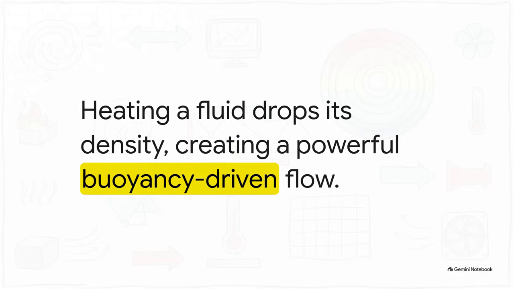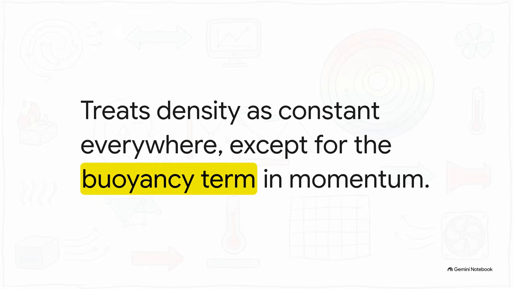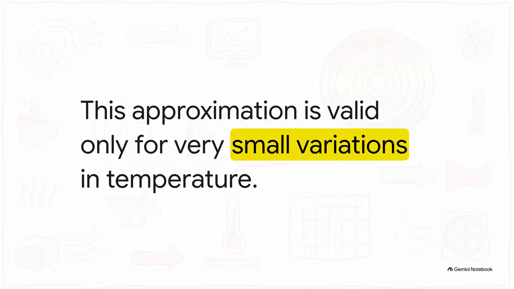See, when air heats up, its density drops. Gravity then takes over, creating this powerful buoyancy-driven upward flow. To simulate this efficiently, engineers use the Boussinesq model. It treats density as constant, focusing purely on buoyancy forces. But here's the catch. That approximation only works for very small density variations and slight temperature changes within the room.